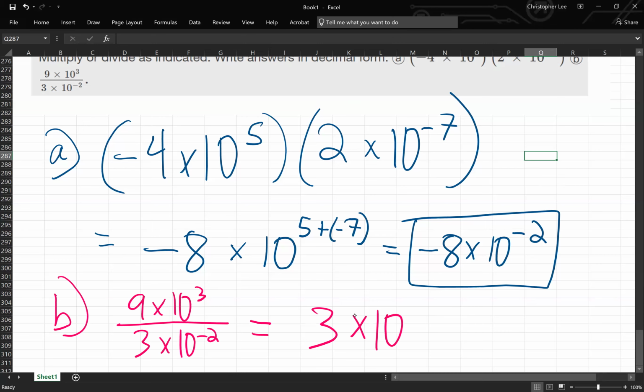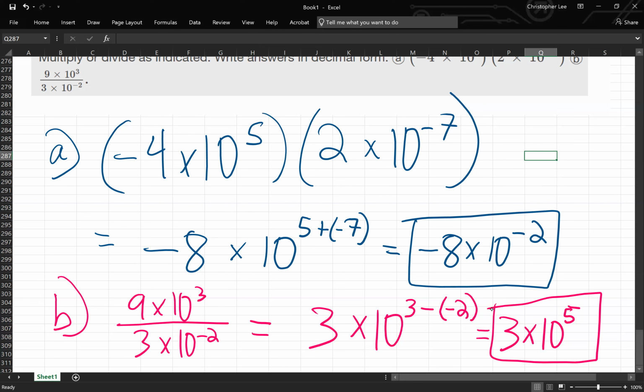Now, when I divide exponents, what operation do I use on the power? Subtraction, right? So remember, it's always top minus the bottom, right? So that's 3 minus -2, which becomes what? This was 3 times 10 to the what power? Fifth power. Excellent. And that's it. That's my answer. All right. Any questions on this? Anybody?